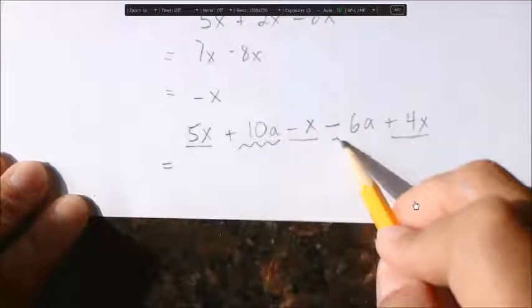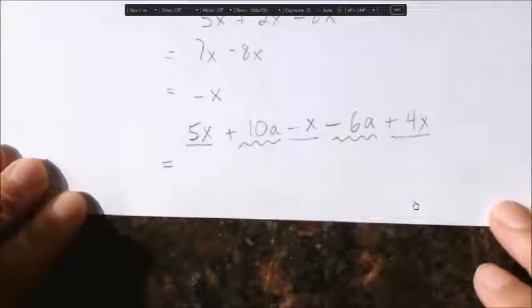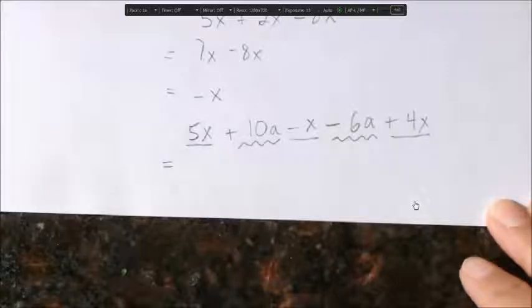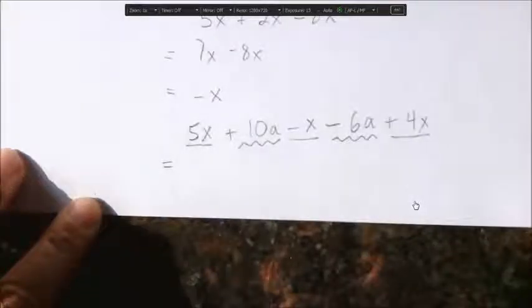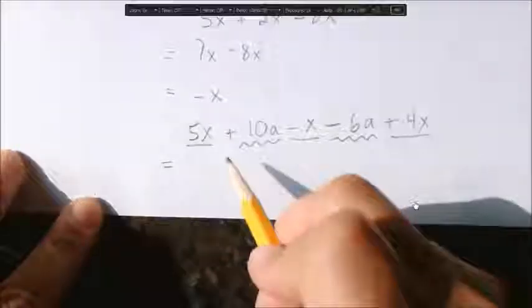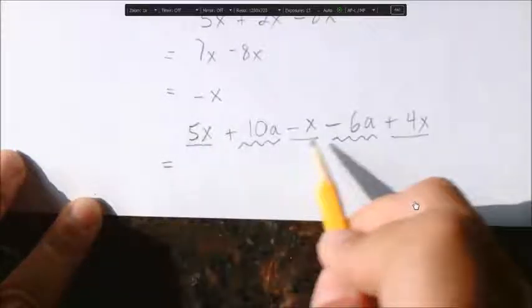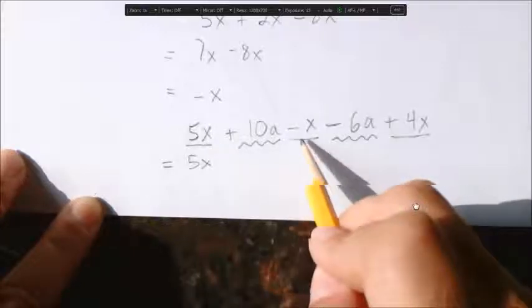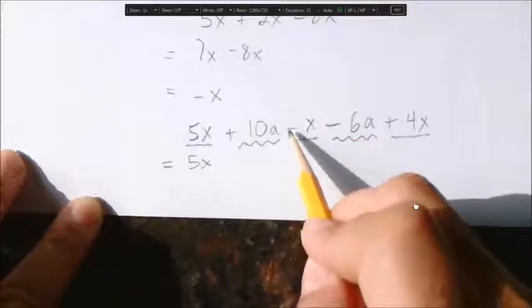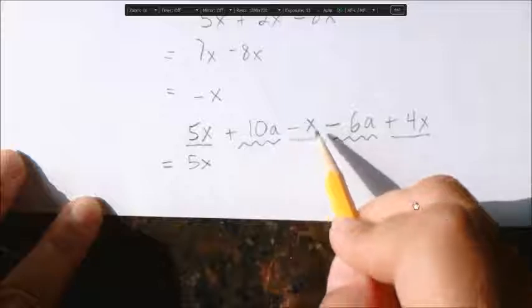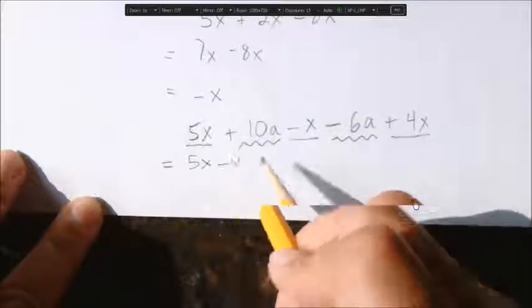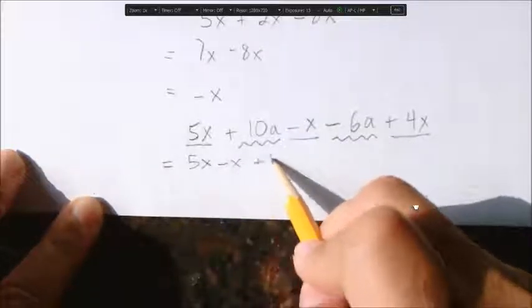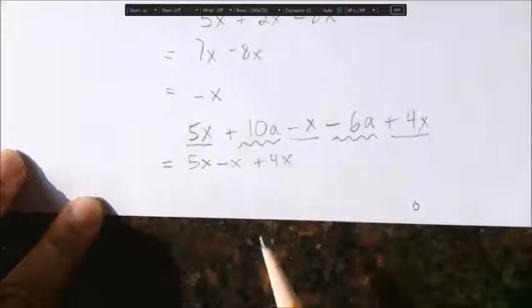Now, this is an optional step, but if you like, you can rewrite this so that the like terms are beside each other. So there's my 5x. Make sure you take the sign with it, because that shows a subtraction. So minus x, and I'll take this one, plus 4x. Then I'll do the a's: 10a minus 6a.